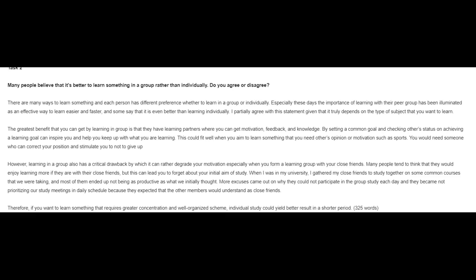There are many ways to learn something, and each person has a different preference whether to learn in a group or individually. Especially these days, the importance of learning with one's peer group has been illuminated as an effective way to learn easier and faster, and some say that it is even better than learning individually. I partially agree with this statement given that it truly depends on the type of subject that you want to learn.